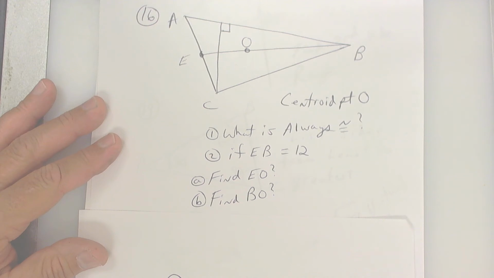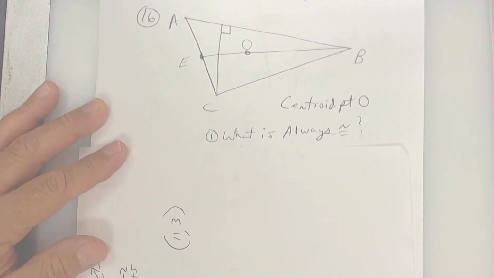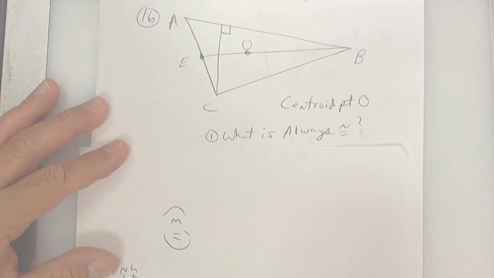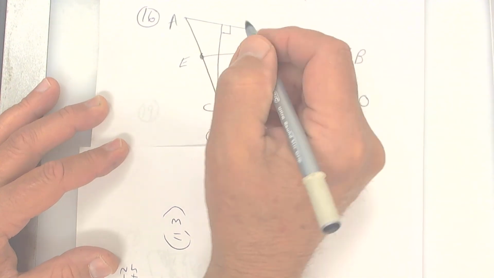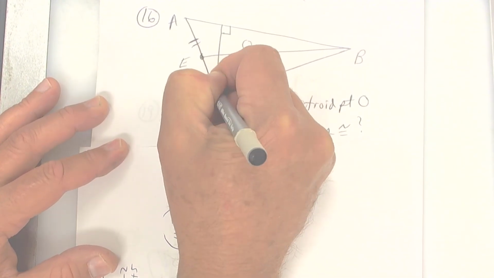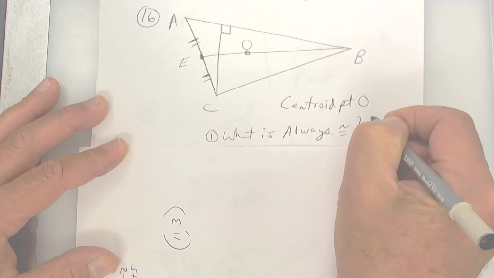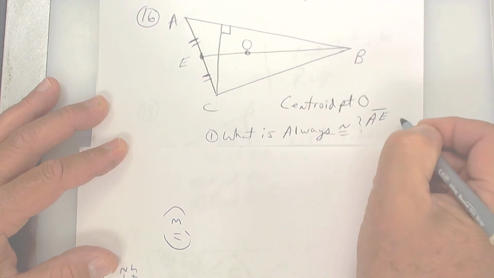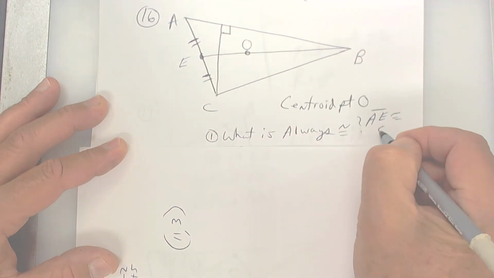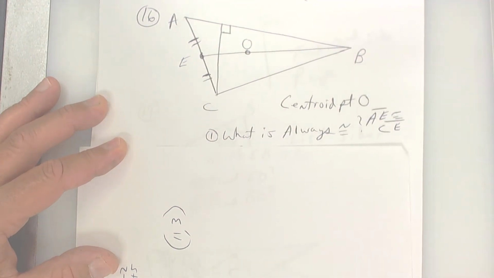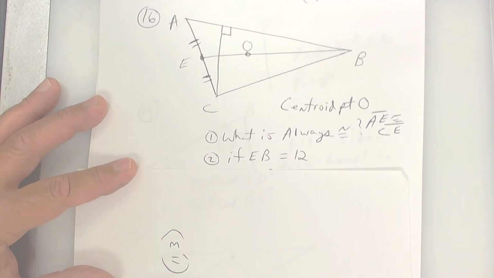Okay, draw this down. This right here is a centroid. And which ones are always congruent? Well, a centroid is a median. That means this is a midpoint. So AE is always congruent to CE. Okay? Next one says, what if EB is 12?